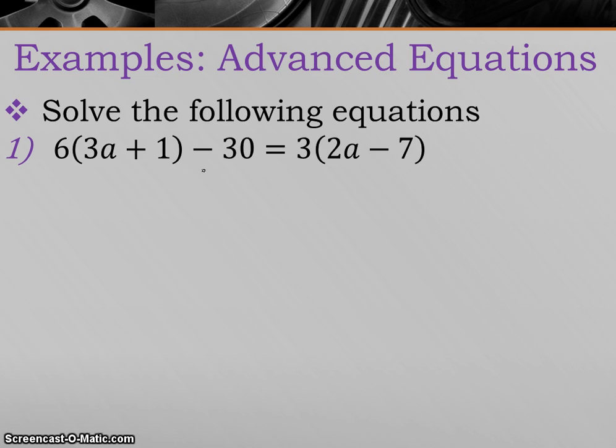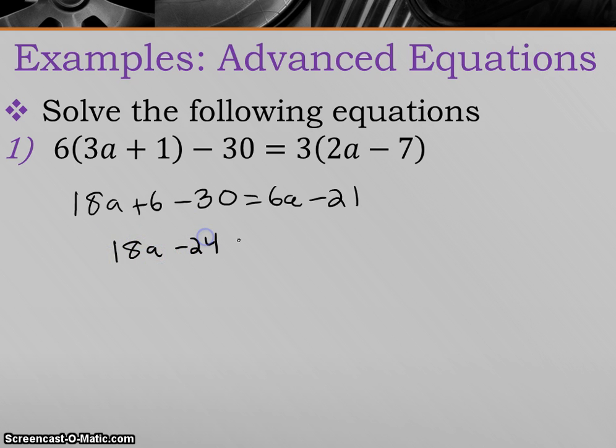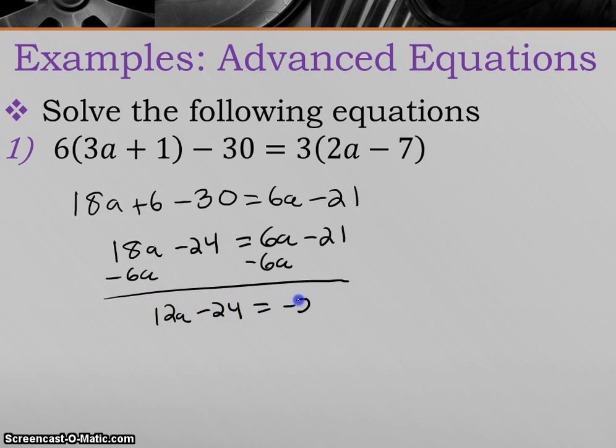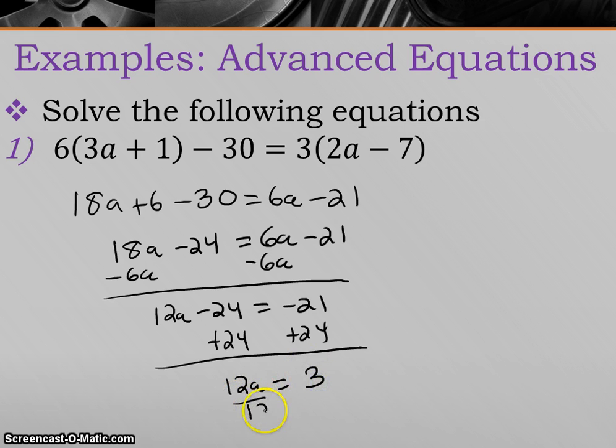This one now, we have multiple places where we have to distribute. So we're going to distribute our 6 and the 3. We'll get 18a plus 6 minus 30 equals 6a minus 21. To solve, we have to combine like terms first. So 18a minus 24 equals 6a minus 21. We then subtract 6a from both sides. I get 12a minus 24 equals negative 21. I add 24 to both sides. We get 12a equals 3. Divide by 12, and a equals 1/4.